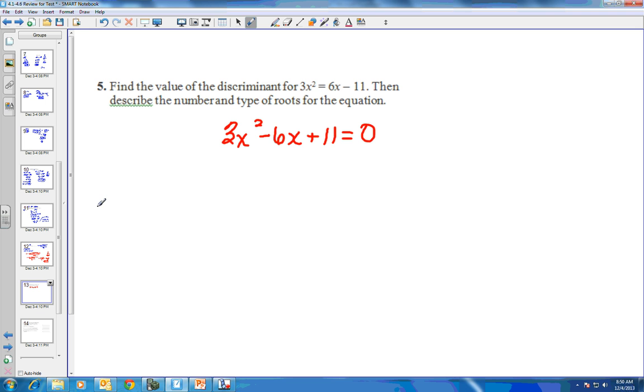The discriminant is the b squared minus 4ac. And remember, it's without the square root sign. It's just b squared minus 4ac. So b squared, that's negative 6 quantity squared, minus 4 times a times c.